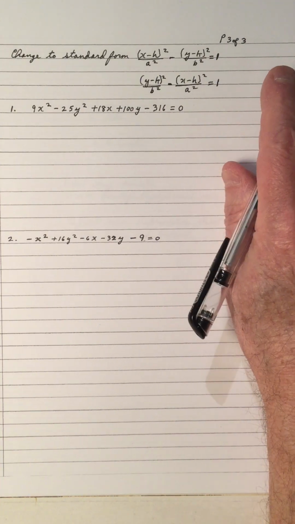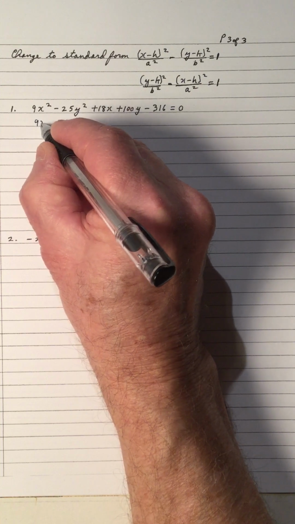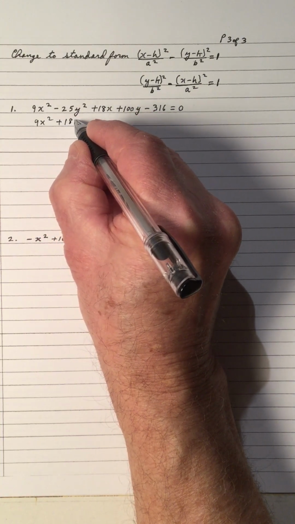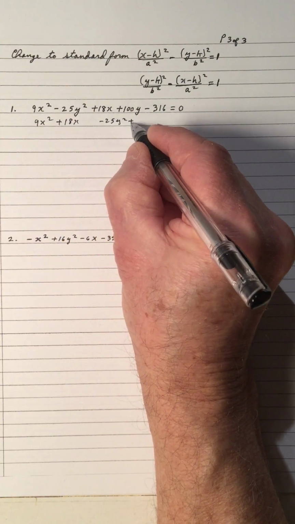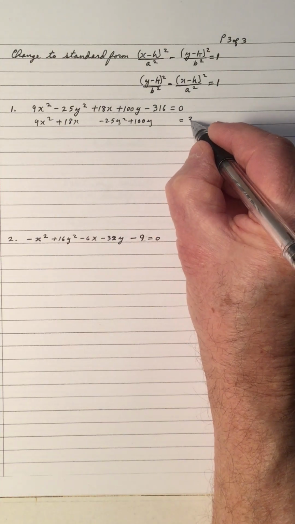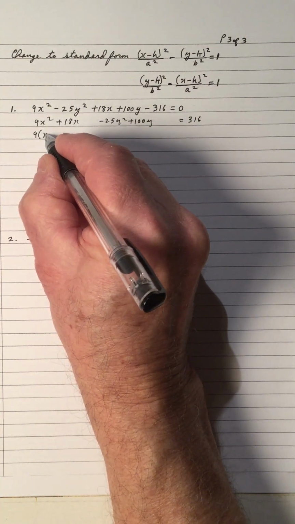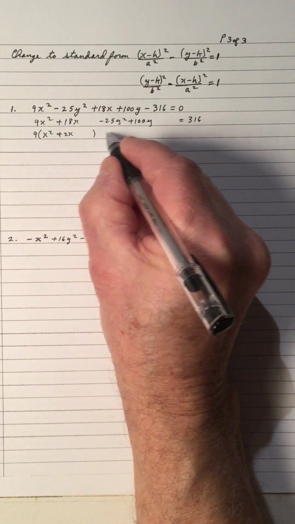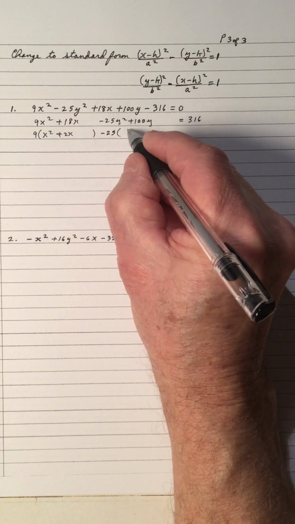So let's work out each of these. To do the reverse, we have to group the x's. Okay, there they are. We group the y's. And we move the 300 over to the right to become positive. Now we take the 9 out, and the reason we do that is to have a 1 with the x squared. We factor out the 25 to make the coefficient of y squared 1.